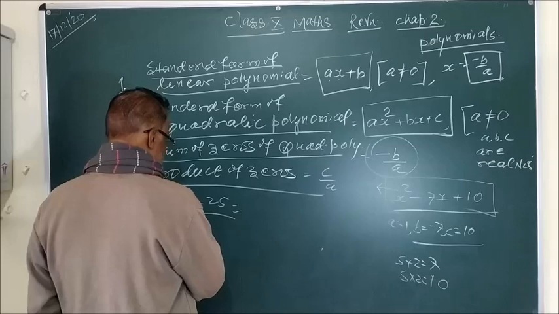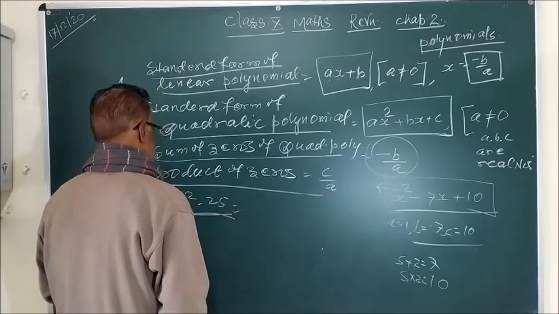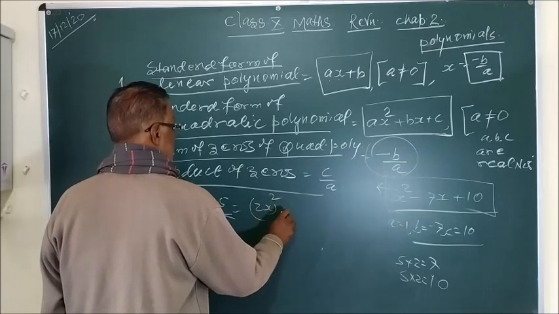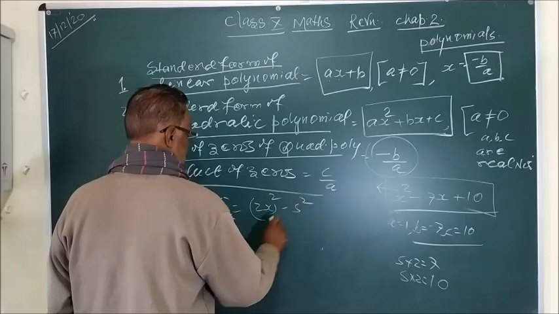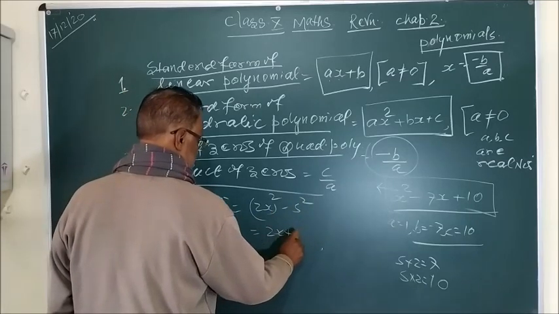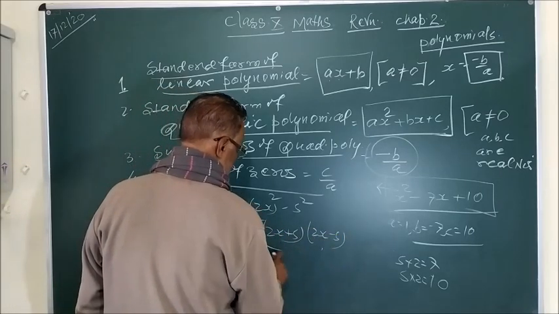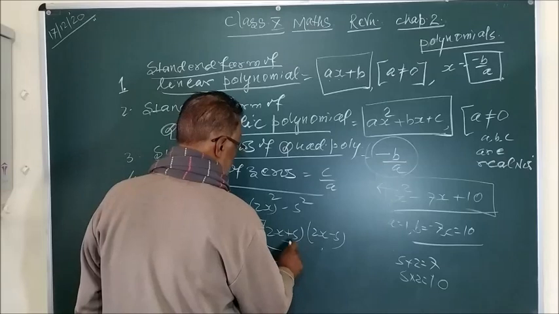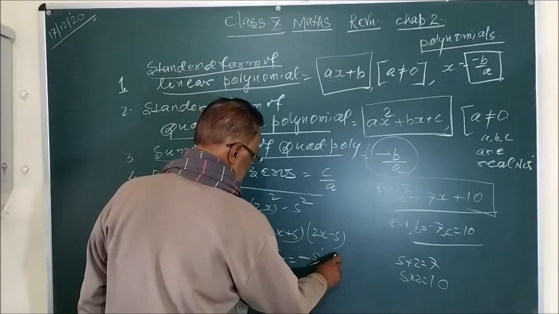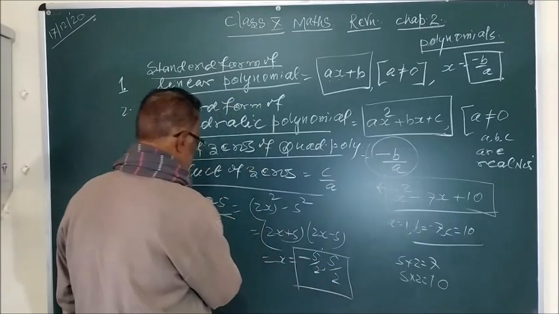So now you see, if you observe the given polynomial, you factorize. This will be (2x) whole square minus 5 square. This will be a square minus b square, a plus b, a minus b. So x is equal to minus 5 by 2, and this will be 5 by 2. These are the zeros of this polynomial.